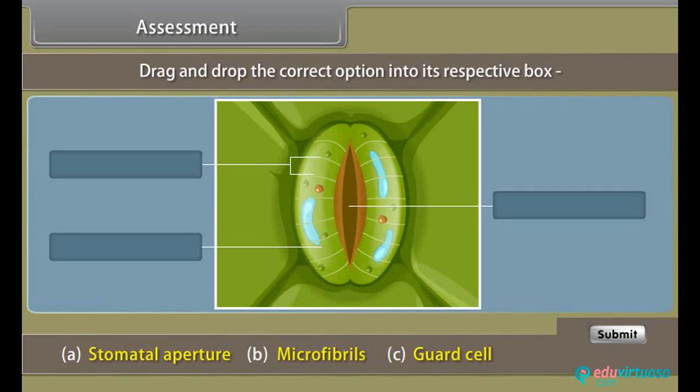Now it's time to have some fun. Look at this picture carefully and drag and drop the correct option into the respective box.